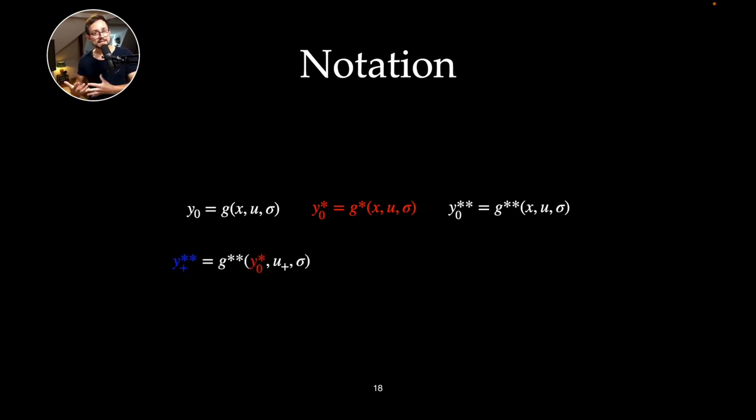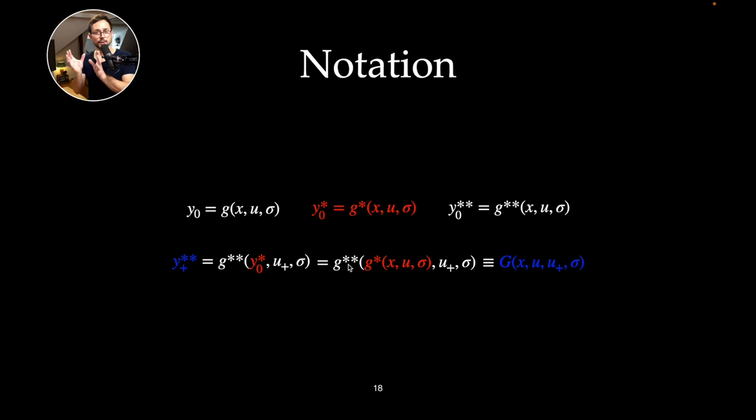Now, what about y t plus one double star? We have this G double star function, which is a function of y t star. And for y t star, I can plug this in. So in the end, I can also express my jumper variables in terms of the policy function for the double star variables and the star variables. Basically I end up with x, u, sigma, u plus. Those are the input arguments to the policy functions that determine y t plus one double star, y t, and y t star, and y t double star, of course.